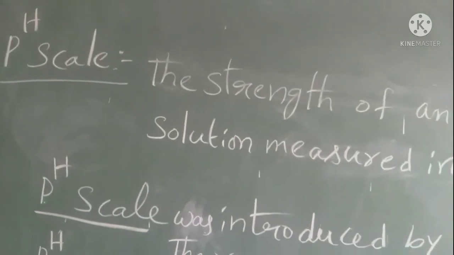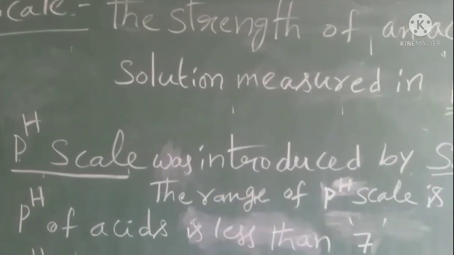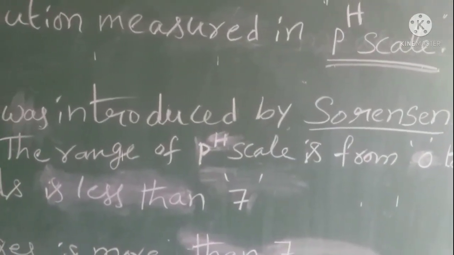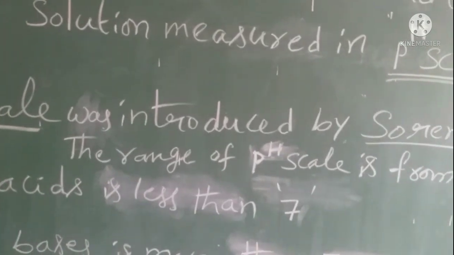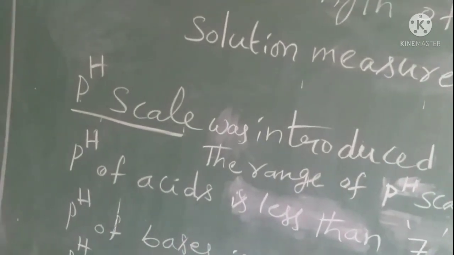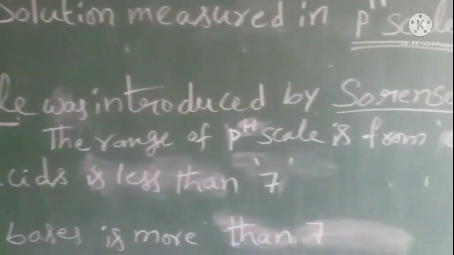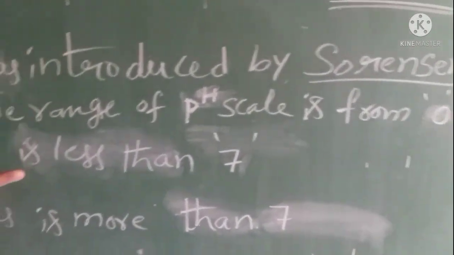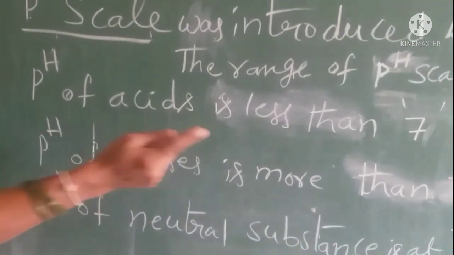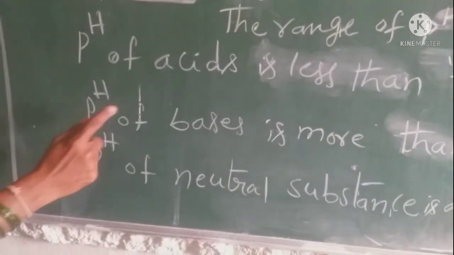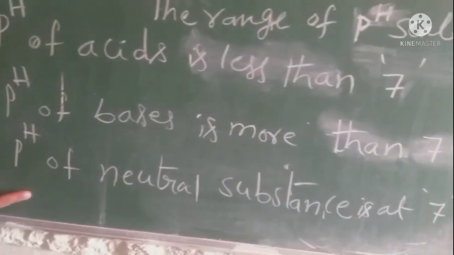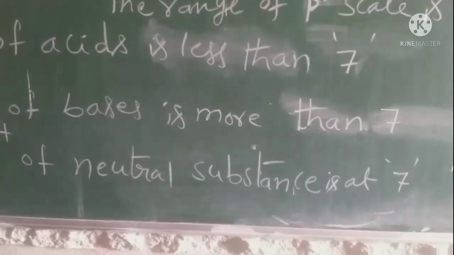The pH scale was introduced by Sorensen. He is a scientist. The range of the pH scale is from 0 to 14. The pH of acids is less than 7. The pH of bases is more than 7. The pH of a neutral substance is 7.